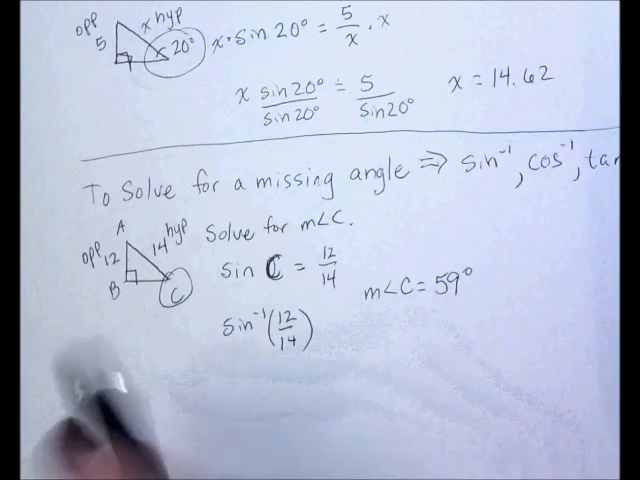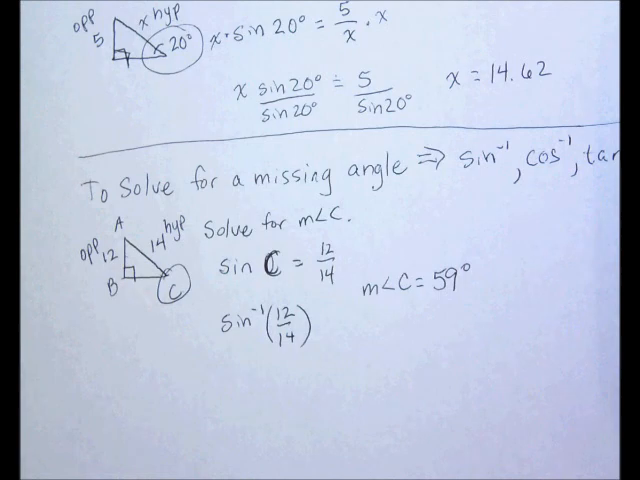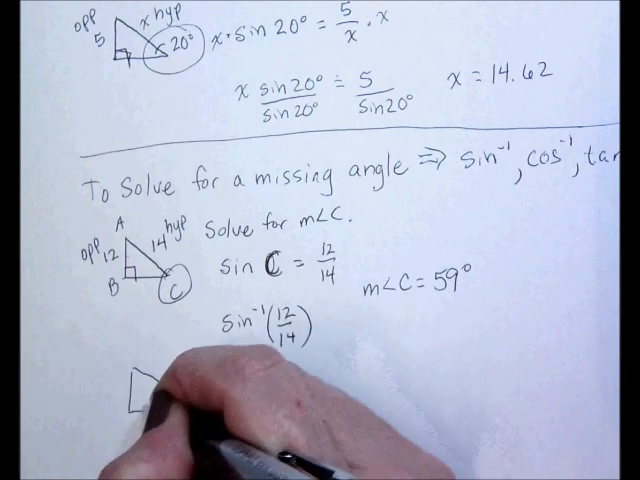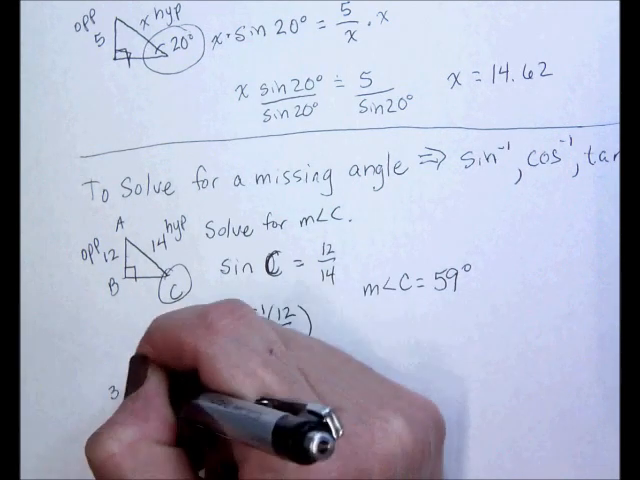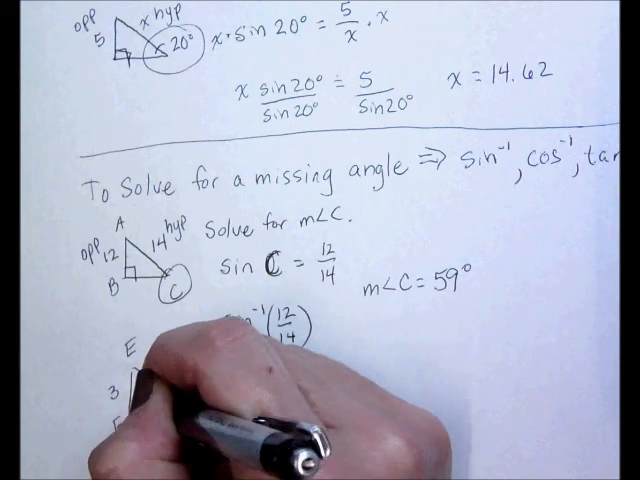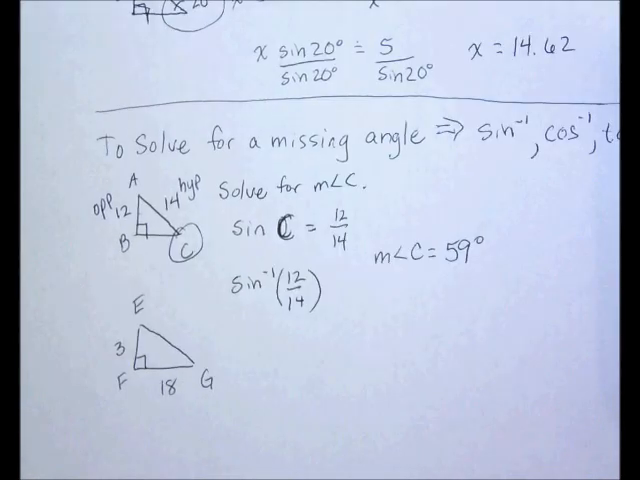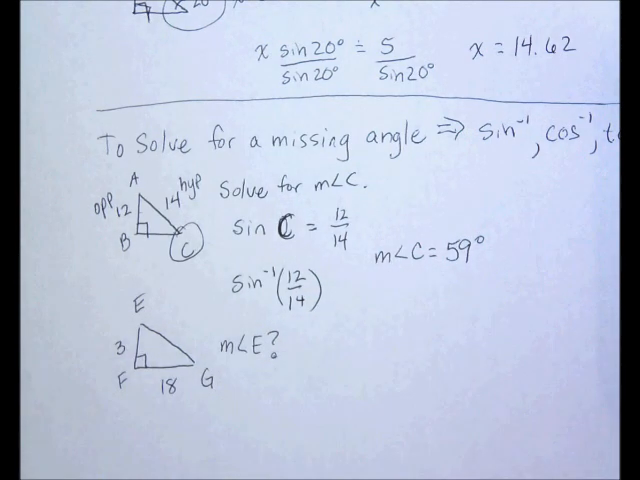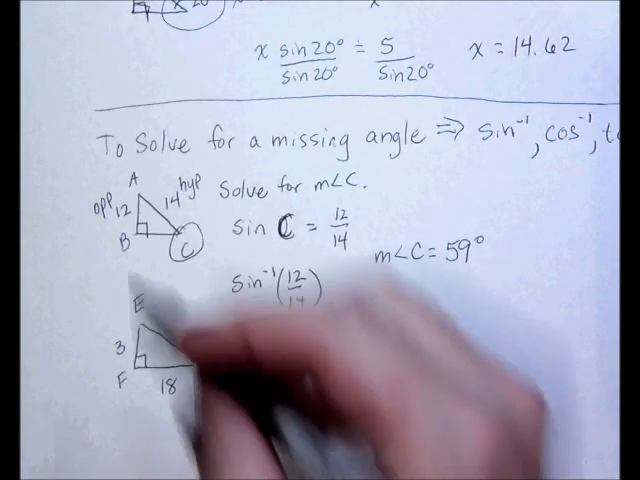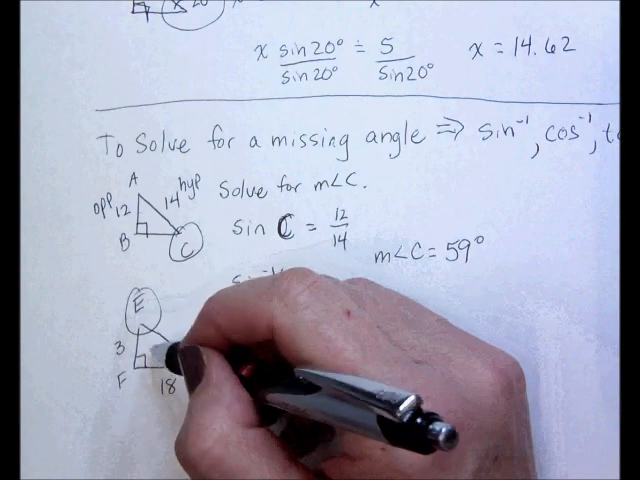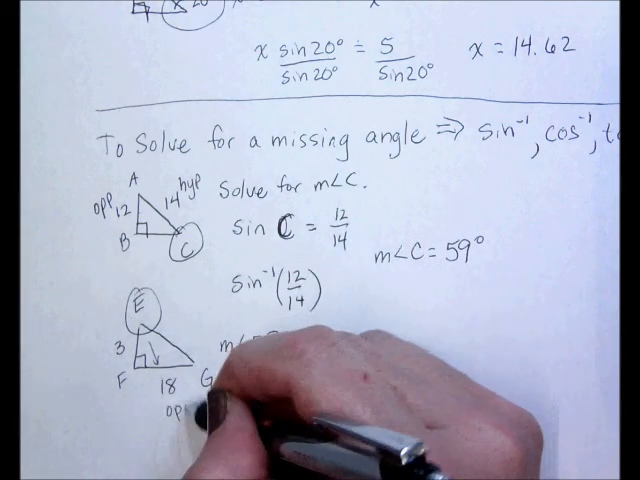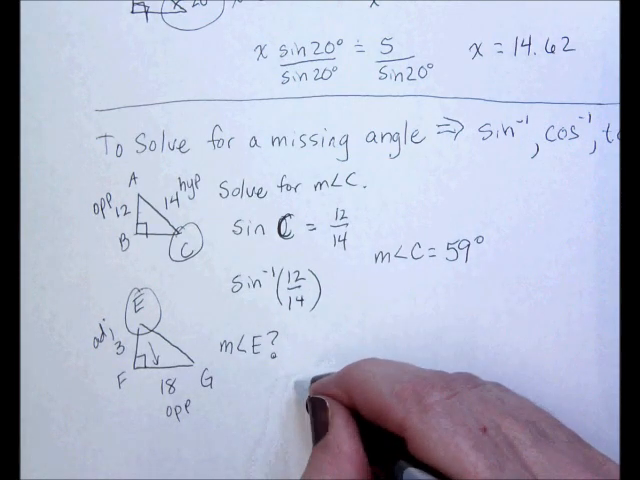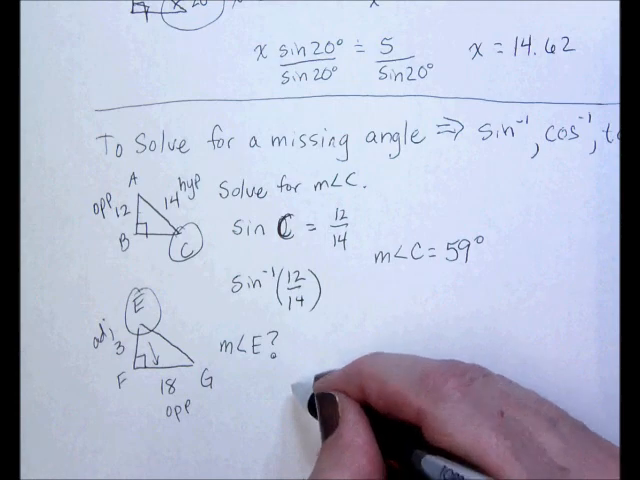Now, every single time, it depends on what angle I'm talking about and what sides I'm given. So in this situation, where I have 18, 3, and this is triangle EFG, again, it's a right triangle because it only works with a right triangle. I want you to solve for the measure of angle E. So what is the measure of angle E? Circle it up. To angle E, 18 is opposite and 3 is adjacent. So I have opposite and adjacent. That trig ratio is tangent.